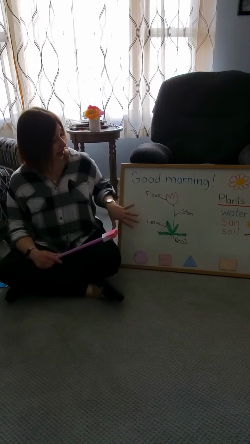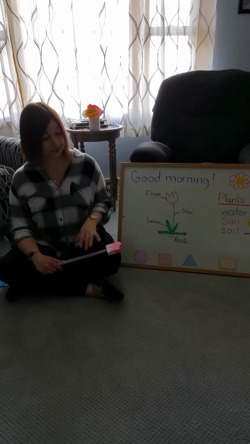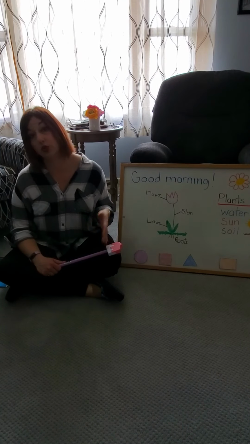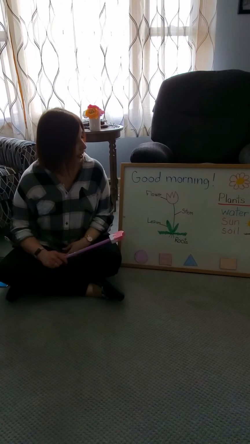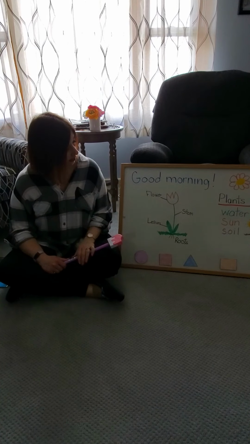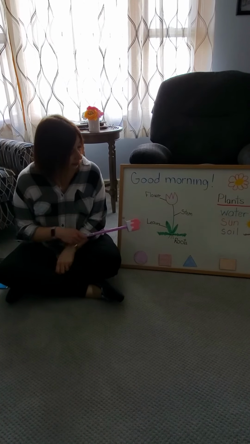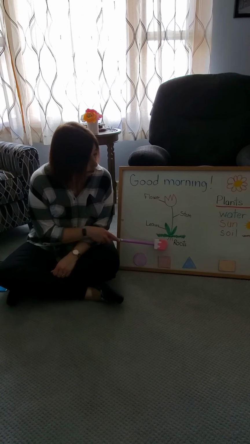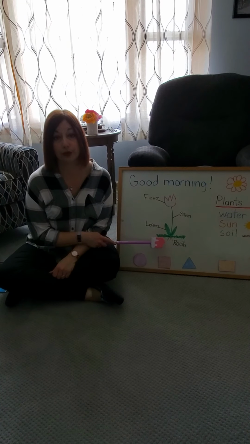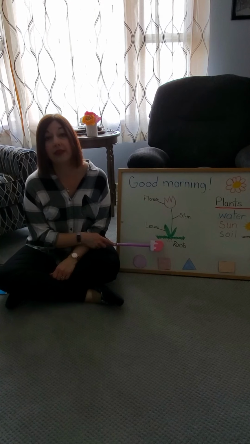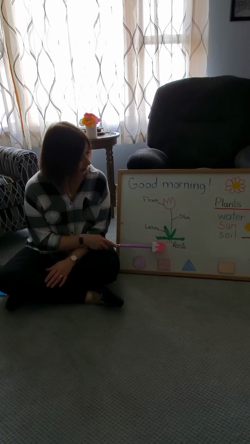So here is a diagram of a plant. This is a flower. This is a tulip because that's my favorite flower. But there are different parts of a plant. Let's start at the bottom here. These little brown squiggly lines are the roots. The roots are the part of the plant that are under the ground that we can't see.